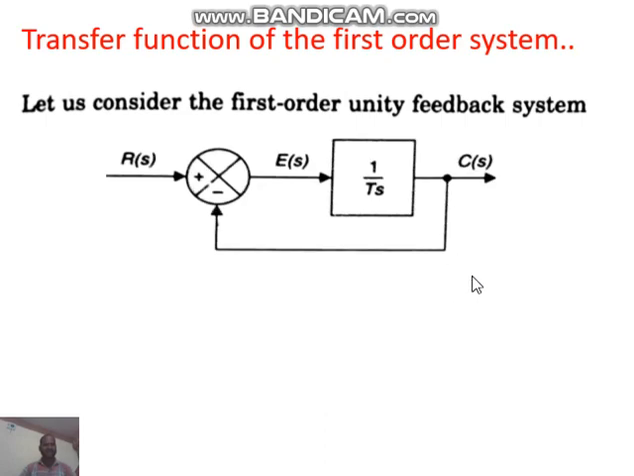Consider a first order system like this. In this system, R of S is the input, C of S is the output, 1 by Ts is nothing but the forward path transfer function, and E of S is the error signal which is developed by this summing point. And this is the feedback connection. In this feedback connection there is no block, that's why it is a unit feedback, right? So this is the first order system.